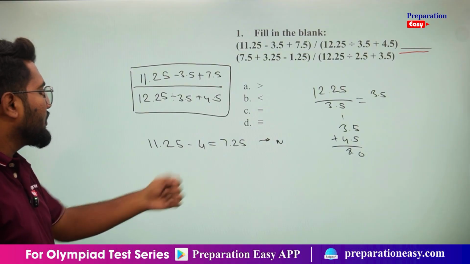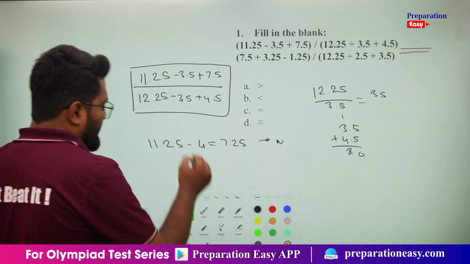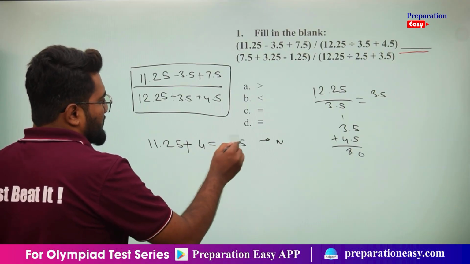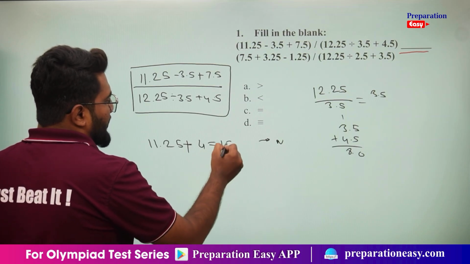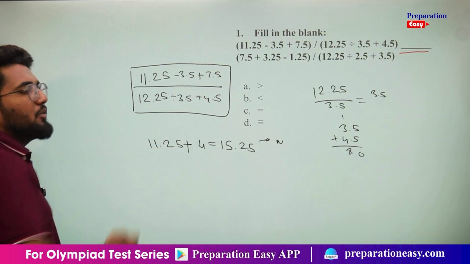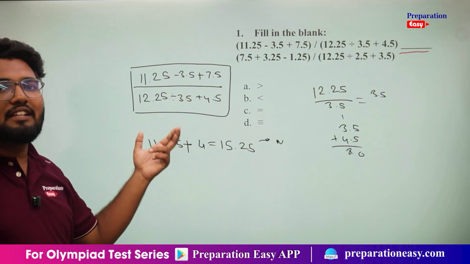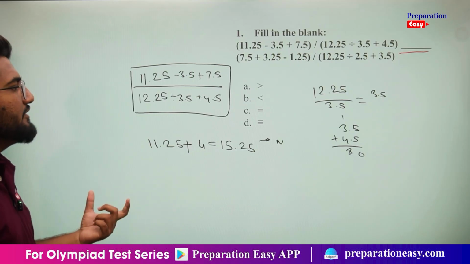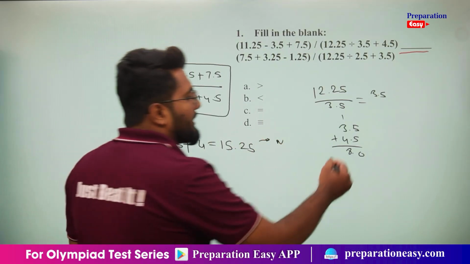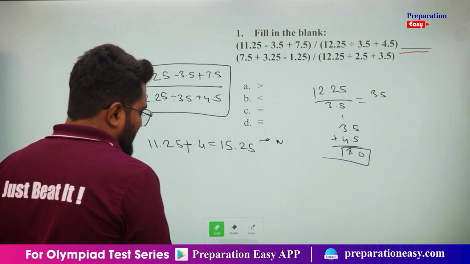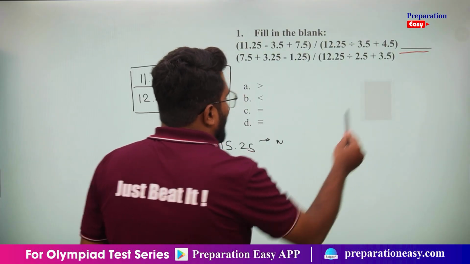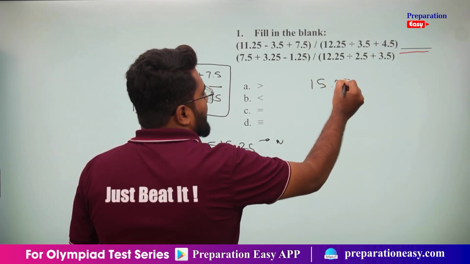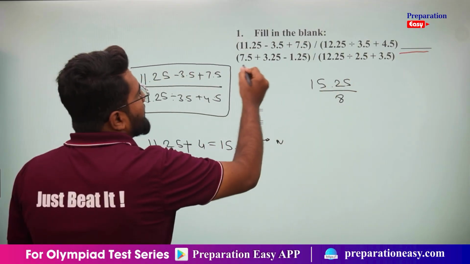Okay, sorry. Here we have to add, not subtract. It is addition. So it will become 15.25, not 7.25, because 7.5 is in addition. Plus 7.5 minus 3.5 becomes plus 4. So 11.25 plus 4 becomes 15.25 and the denominator becomes 8. So the first value is 15.25 divided by 8.